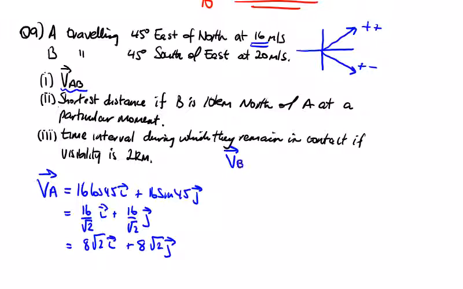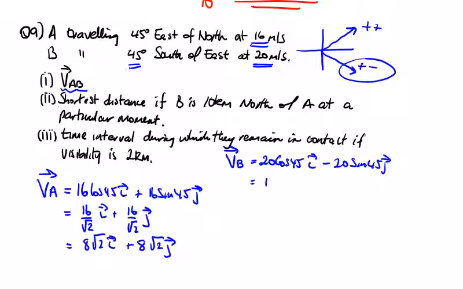The velocity of B again is at 45 degrees and it's 20, so we have positive, negative. So we have 20 cos 45 in the I direction minus 20 sin 45 in the J direction. That's going to give me 20 by 1 over root 2, which is 20 over root 2, which is 10 root 2 in the I direction minus 10 root 2 in the J direction.